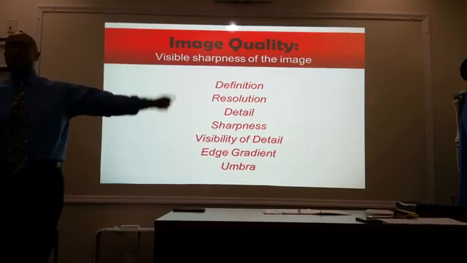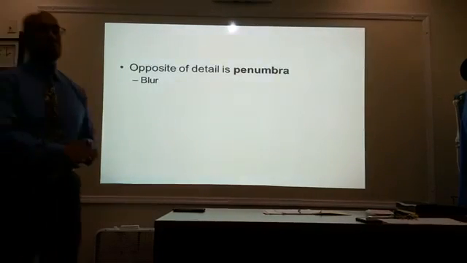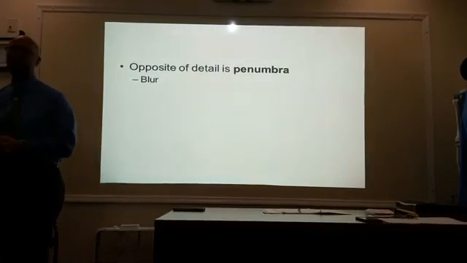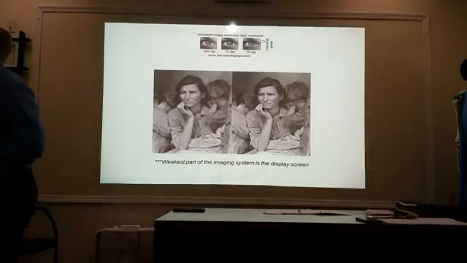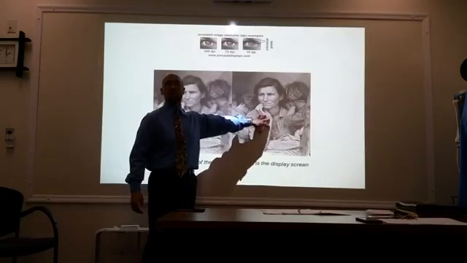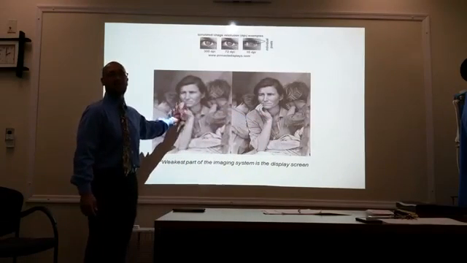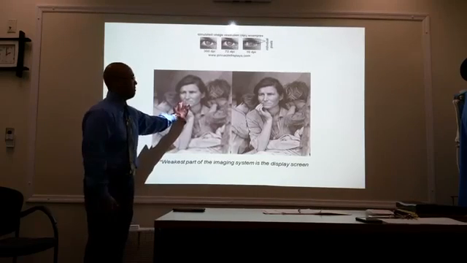The opposite of detail is called penumbra or blur. But we also refer to it as loss of detail or loss of resolution. They all mean the same thing. You've got two examples here. This is great detail. This is loss of detail, or what is this called? Penumbra. Blur or penumbra.